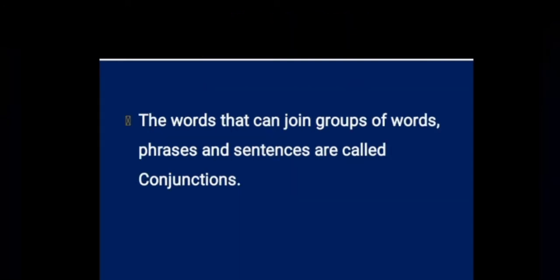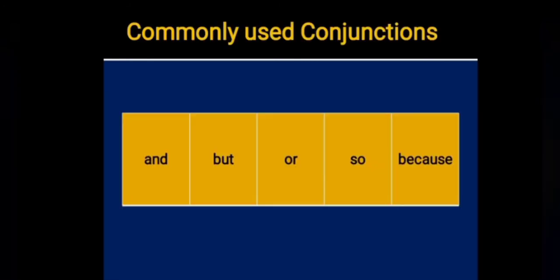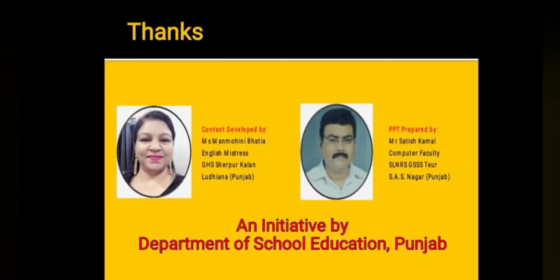Now let's have a quick recapitulation. The words that can join groups of words, phrases and sentences are called conjunctions. And some of the commonly used conjunctions are and, but, or, so, because. So I hope you have memorized these conjunctions properly. Now you can not only recognize an English conjunction in a sentence, but also create your own sentences with them. So I hope that you can impress your English speaking friends by using these conjunctions.